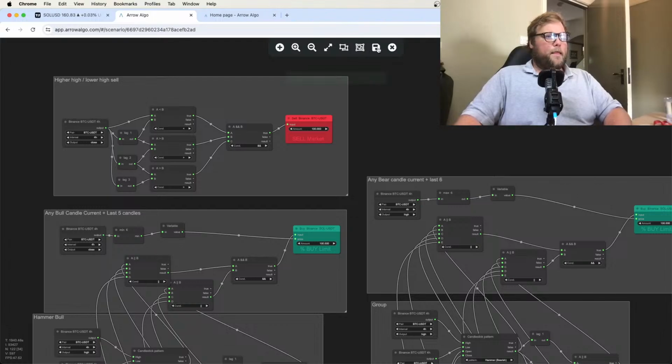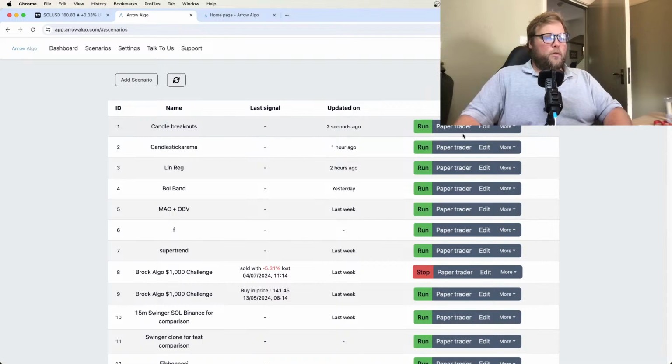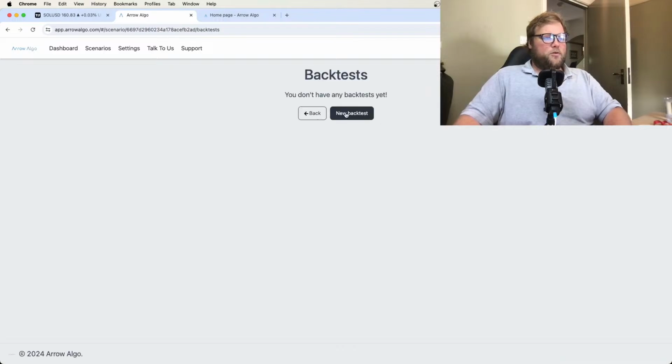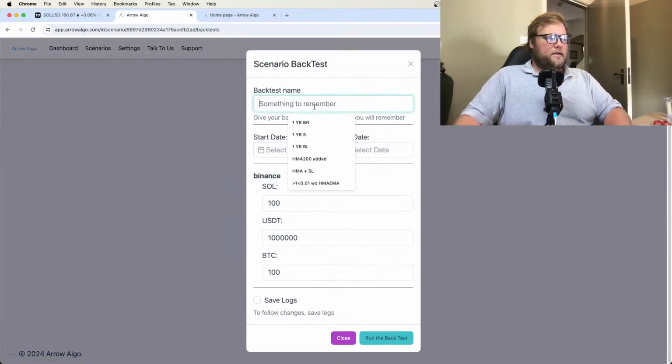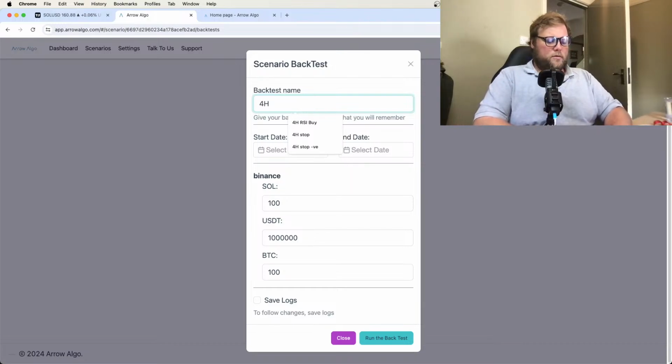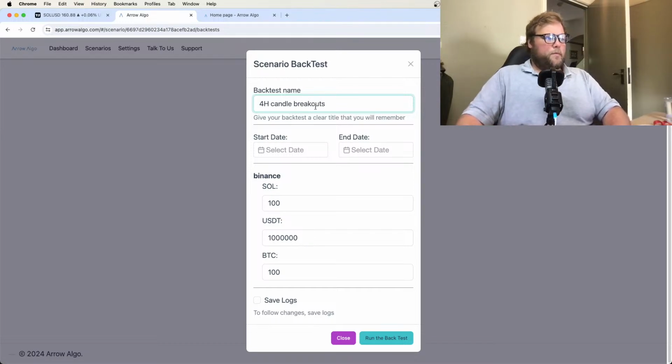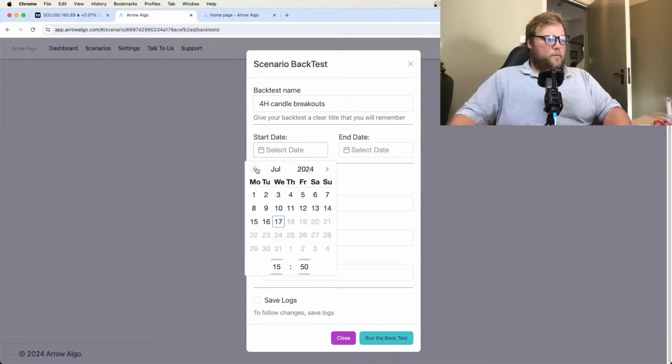Now, I'm not expecting this to be successful straight away, but what this will do, if we click on the paper trader and new backtest, we can call this 4-hour candle breakouts. And let's have a look year to date.